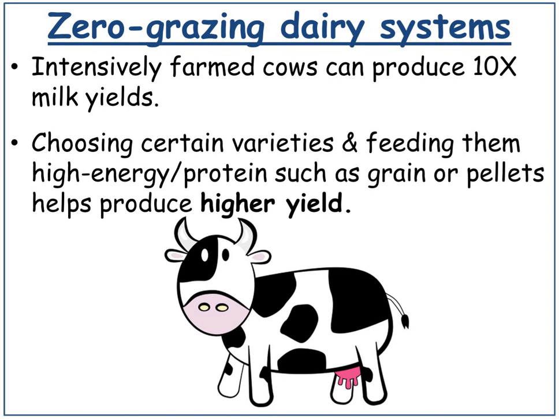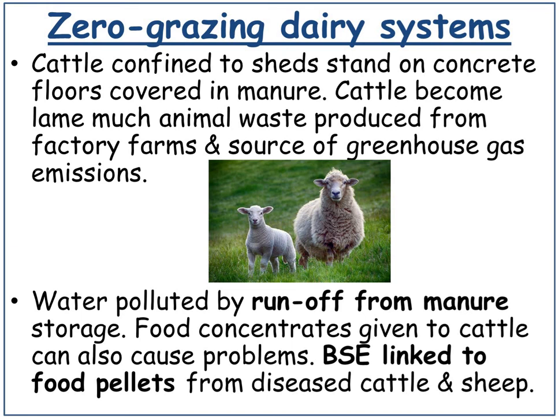Zero-grazing dairy system. Intensively farmed cows can produce 10 times the milk yields. Choosing certain varieties and feeding them high energy proteins such as grain or pellets helps them to produce a higher yield. Cattle confined to sheds stand on concrete floors covered in manure, and cattle can become lame, and a lot of the animal waste produced from the factory farms is a source of greenhouse gas emissions.